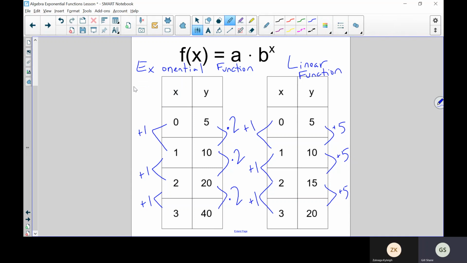Yep. Yeah, I can't fix it. So if the pattern in the y values is based on multiplication, then it is an exponential function. So we've already learned how to pick them out from a graph, right? Straight curve. Now we've learned how to pick it out from a table. Neither of them particularly difficult, right?